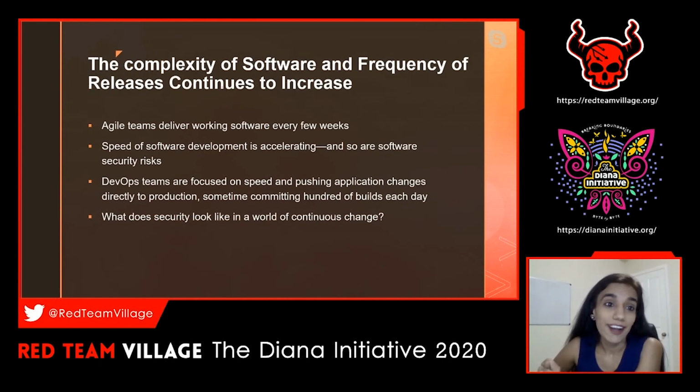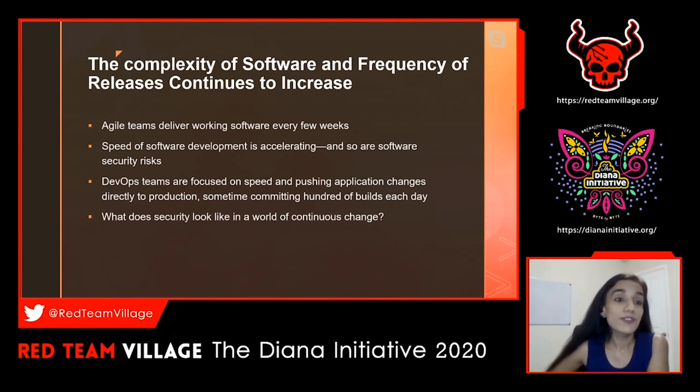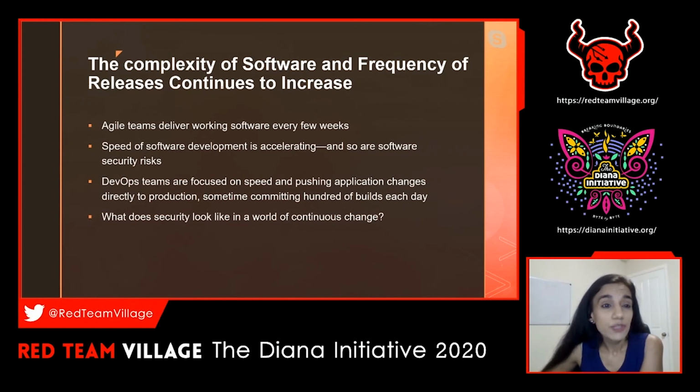There was a time when large software applications used to take a long time to complete, which is not the case today. Agile teams can deliver application software in weeks and days now. Speed of software development has increased, and so have the software security risks. Development teams are focused on speed and pushing applications into production, sometimes causing hundreds of commits every day. Organizations are taking advantage of cloud platforms, on-demand services, and continuous delivery pipelines. All of this is increasing delivery cycle time.